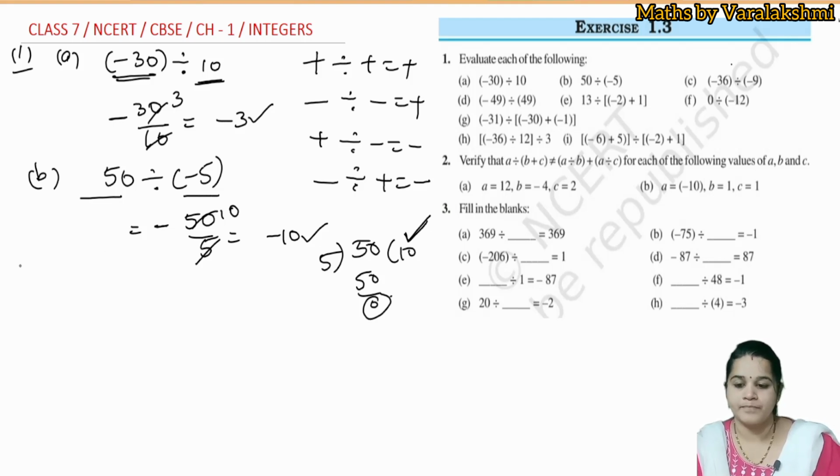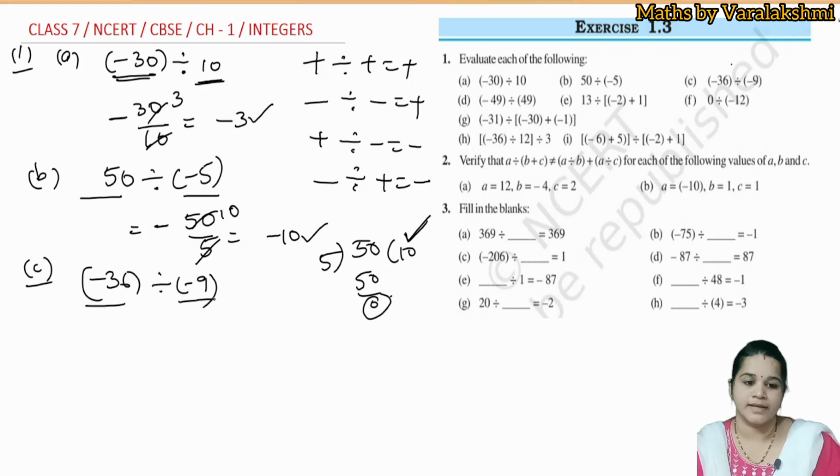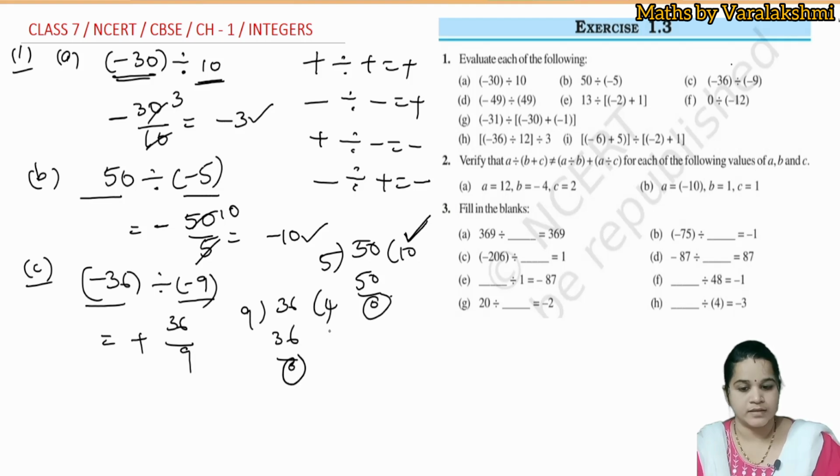Okay, C, minus 36 divided by minus 9. Negative integer and negative integer, so the result will be a positive integer. 36 by 9, 36 is divided by 9, 9 fours are 36, so this quotient value will be the required answer, that is plus 4.